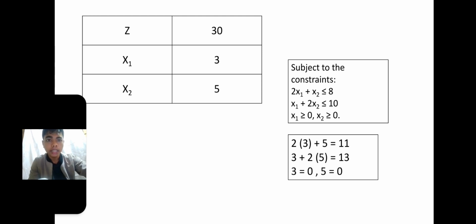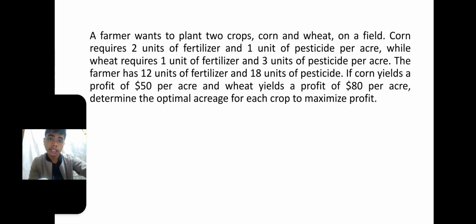You can see now the production quantity you can get. Product A can get 11, product B equal to 13. Let's proceed to the next problem.